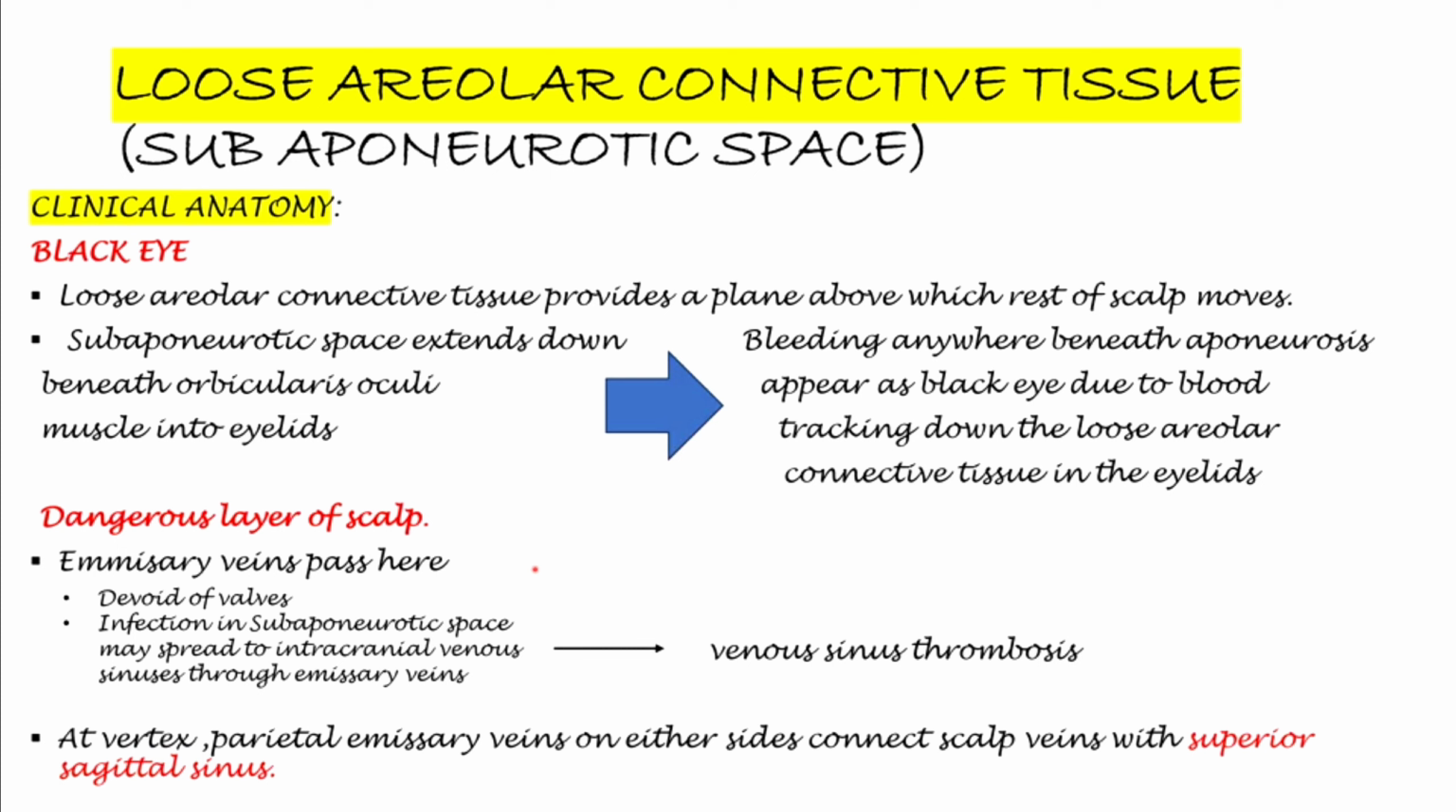These veins are devoid of valves, so they allow bidirectional blood flow and provide a pathway for spread of infection from the scalp into the skull. They connect extracranial veins to intracranial venous sinuses. Infection in the subaponeurotic space might lead to venous sinus thrombosis by means of these emissary veins. At the vertex on either side of the sagittal suture, there are two foramina called parietal foramina through which parietal emissary veins connect scalp veins with the superior sagittal sinus.